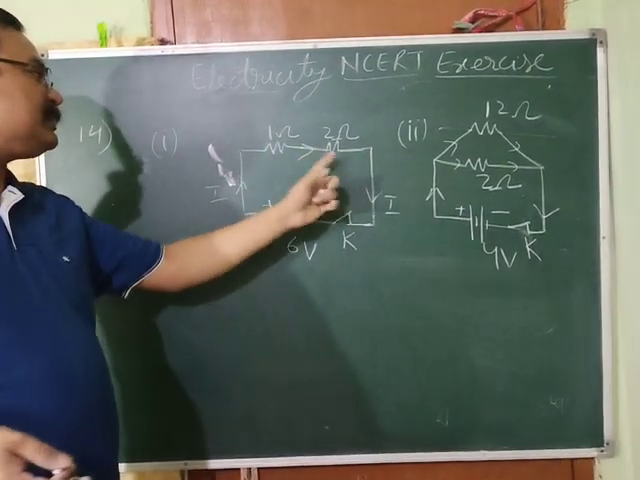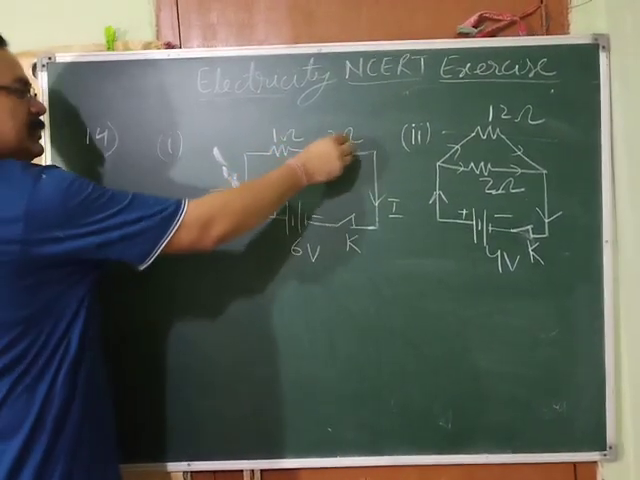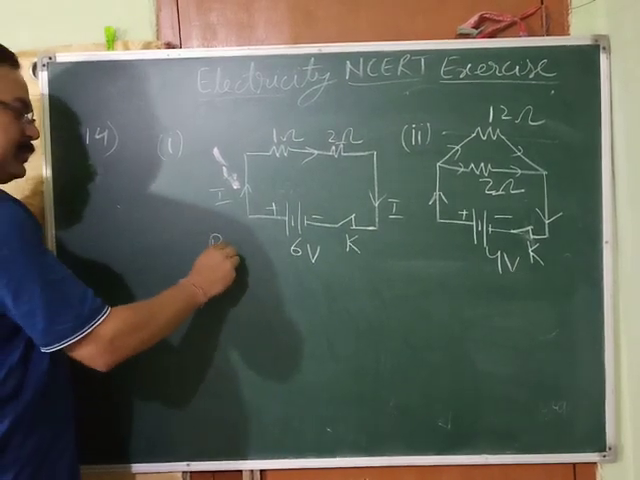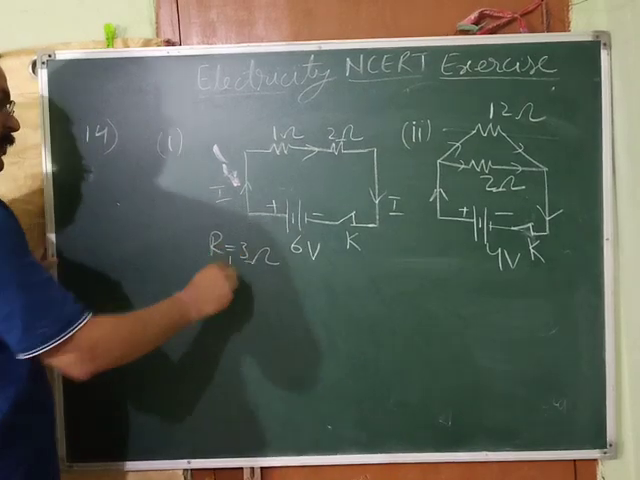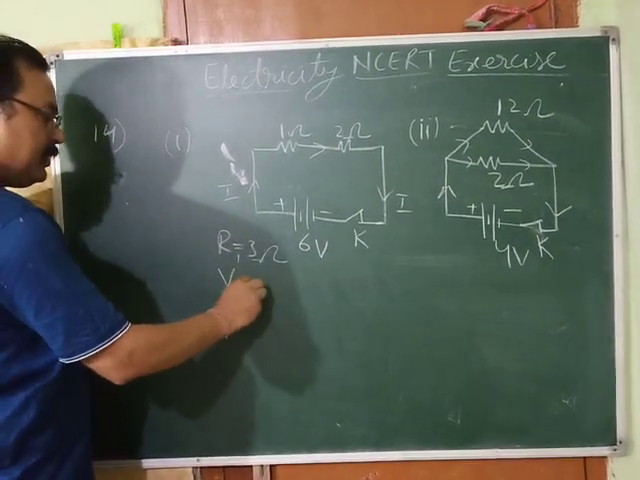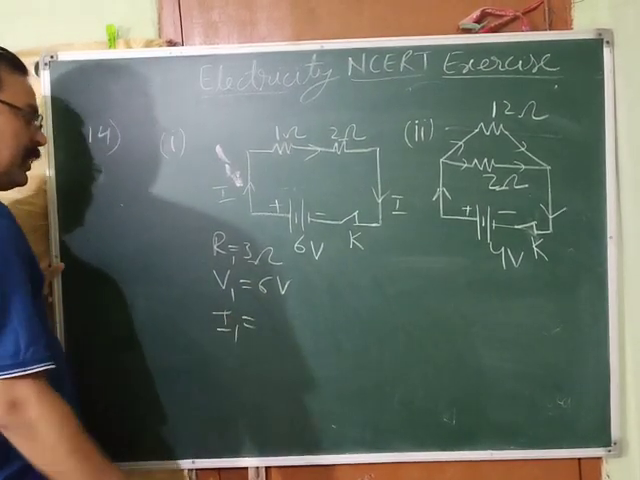See, this is in series, so what is the total resistance in this case? Total resistance is 2 plus 1, 3 ohm. Okay, resistance is how much? 3 ohm. We can write R1 is 3 ohm. Now what is the potential difference? Let it be V1, so 6 volt. Okay. So I1 will be how much? Can we write it?